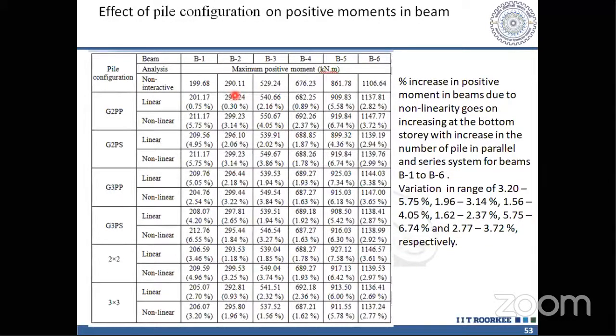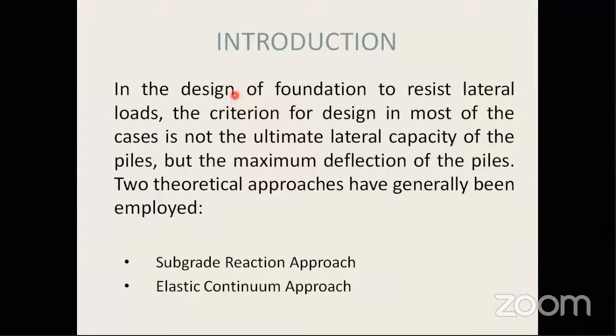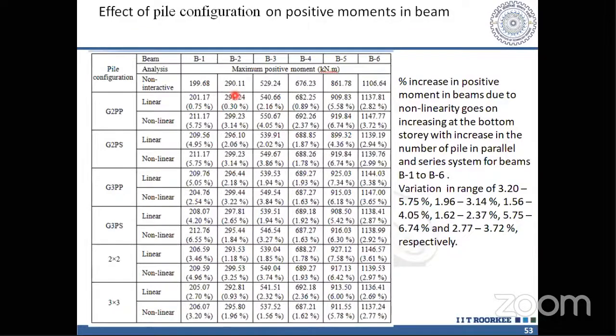Now here we are comparing the bending moments. This is the last slide. So for bending moments, what we have done is compare the maximum positive bending moments in beams B1 to B6. And because of symmetry, the others will be the same. So we have given the bending moments in B1 to B6.